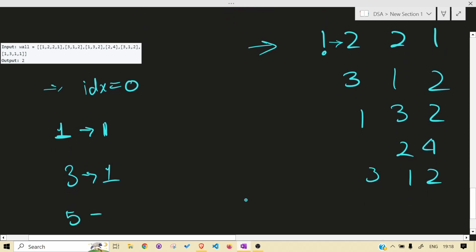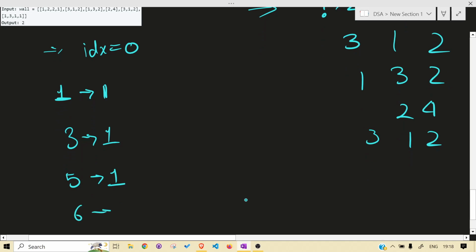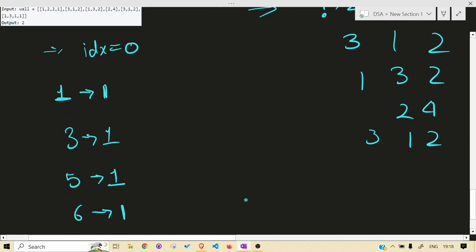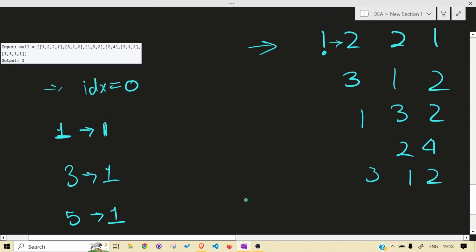At index 5, what do we have? 1. 5 plus 1 is 6. At index 6, what do we have? 1. We will not consider this one, the sixth index. We'll see.